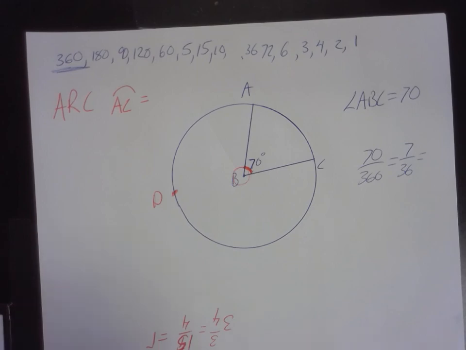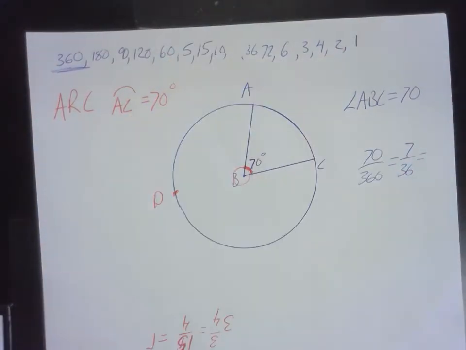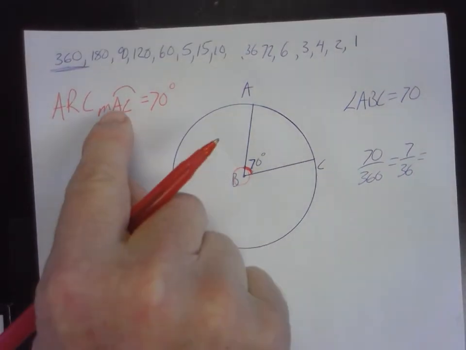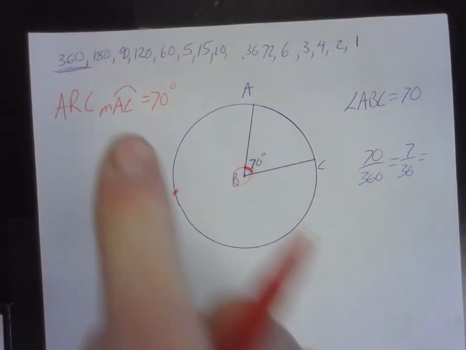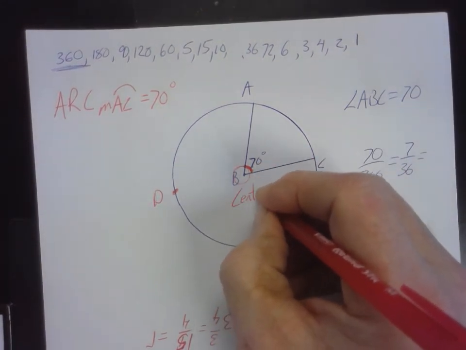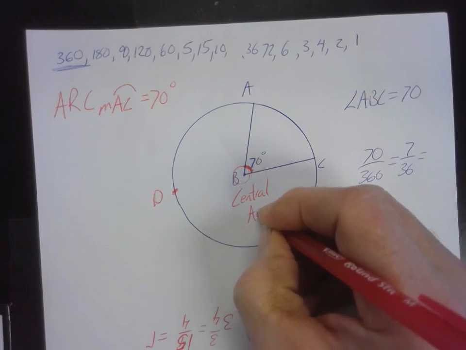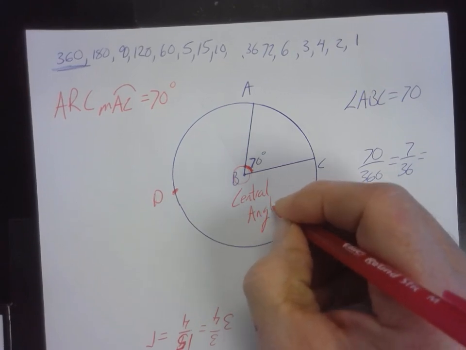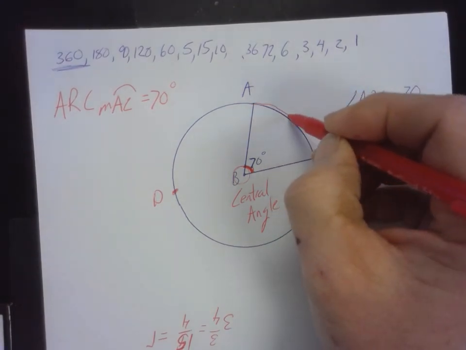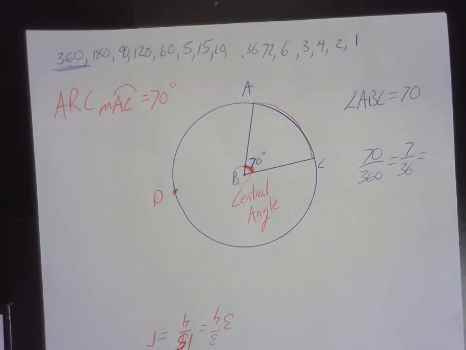Yeah, 70 degrees. So the measure of arc AC, that's the way we say it, is 70 degrees. And this is called, right here, this is called a central angle. And the measure of the central angle and the measure of the intercepted arc, they always have the same measure, which makes life pretty good, right?